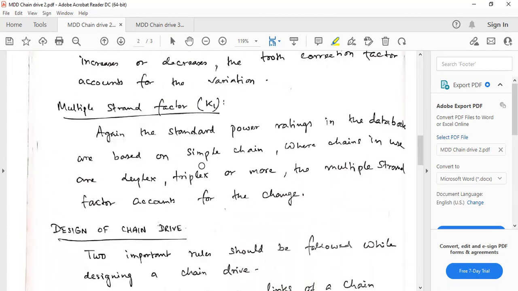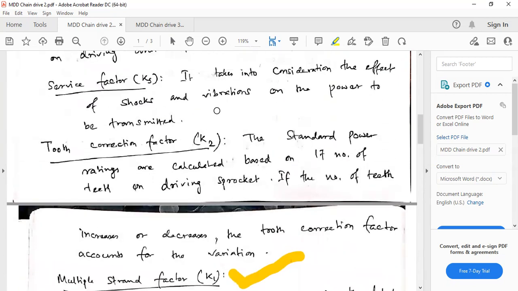Then the multiple strand factor, I already told you. For a simple or simplex chain, the multiple strand factor is one. If the chains are duplex, triplex, or more, the multiple strand factor accounts for the change. So the values written in your data book are for a simplex chain. But if we need the value for duplex or triplex chains, we have to use this multiple strand factor, and these values are available in the data book. Even this travel factor is also available in the data book.